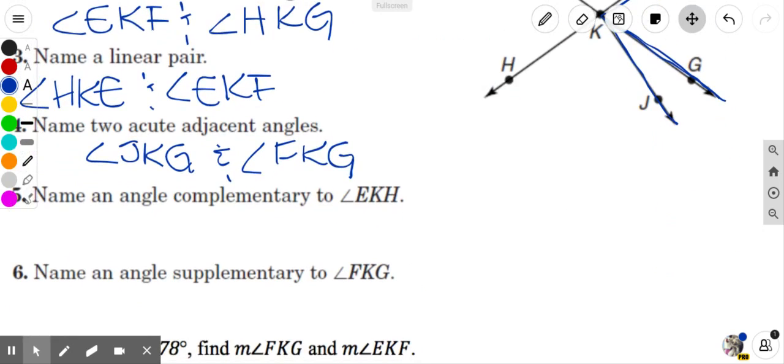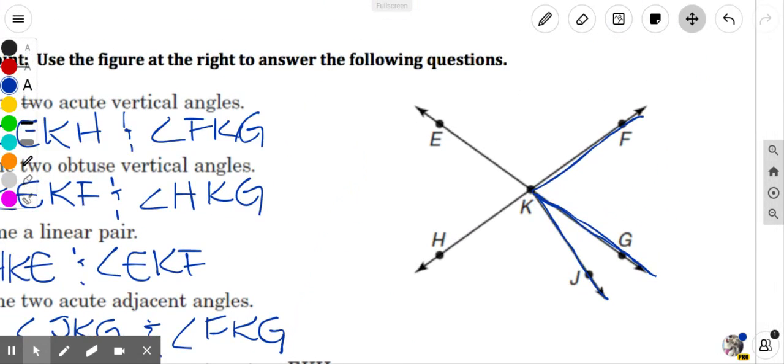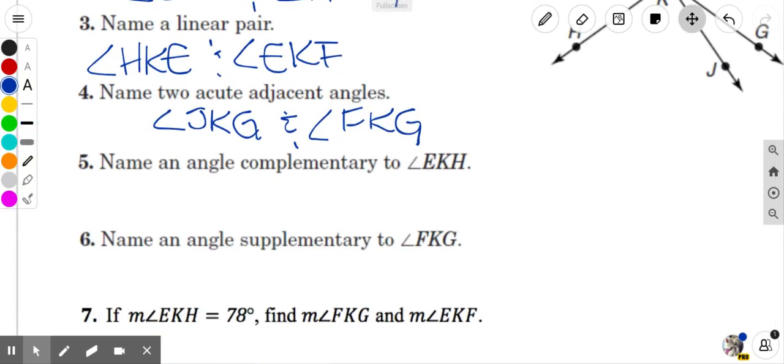Next one, an angle complementary to EKH. So this is kind of tricky. If you look at the picture, a lot of times kids always want to say these two are complementary, but really the answer is none here. In geometry, you can't assume anything. So I can't assume that this is a 90-degree angle. Although it looks like it could be close to it, I can't assume that it is. I would have to be told that it would be marked like that if it was a right angle. So because I don't know, I can't say that any of them are complementary. So we're going to say none.